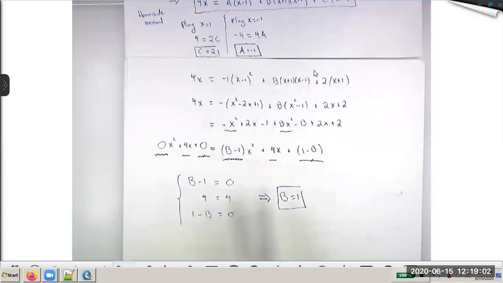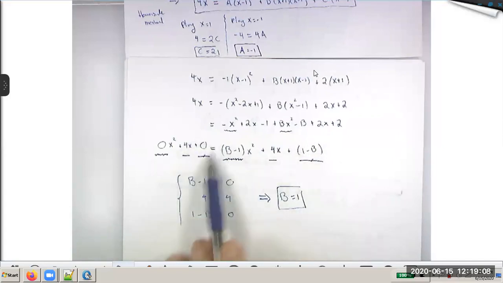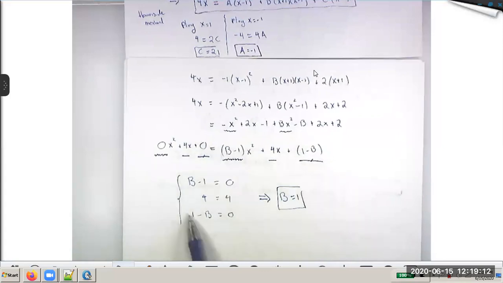And then the last equation came from setting the constant term on the left equal to the constant term on the right. Constant term on the left is 0. Constant term on the right is 1 minus b. This is what's called an overdetermined system. I don't know how much you guys talked about systems in your pre-calculus class, but I only have one unknown. I have 3 equations, so this is an easy system to solve.